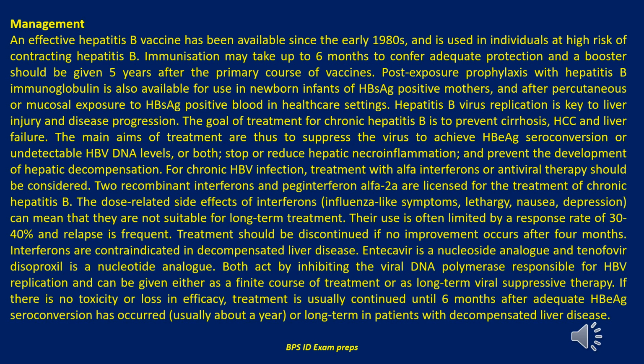The main aims of treatment are thus to suppress the virus to achieve HBeAg seroconversion or undetectable HBV DNA levels, or both, stop or reduce hepatic necroinflammation, and prevent the development of hepatic decompensation. For chronic HBV infection, treatment with alpha interferons or antiviral therapy should be considered. 2 recombinant interferons and peginterferon alpha-2A are licensed for the treatment of chronic hepatitis B.